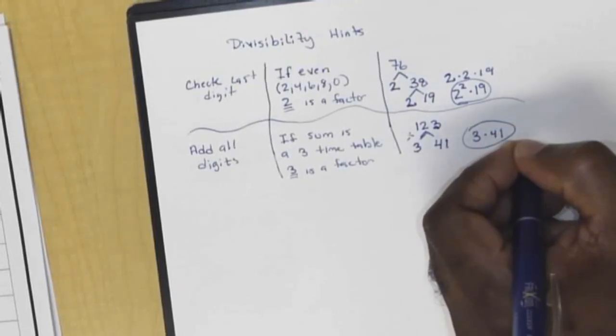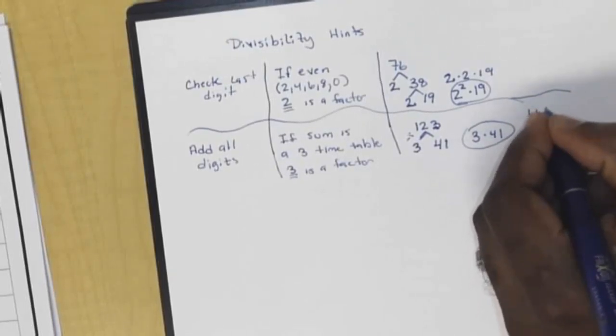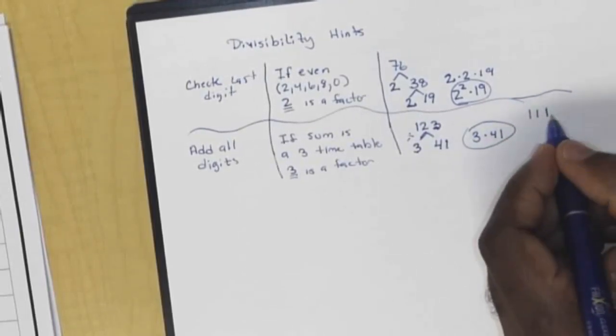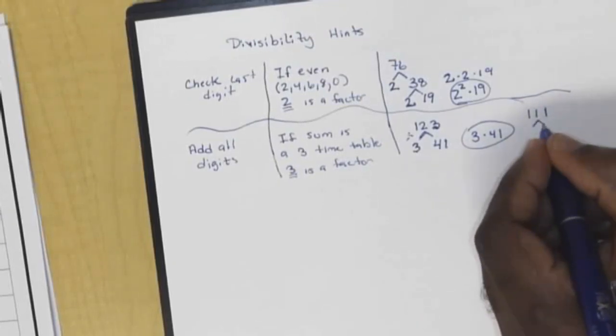All right? I can do another one. What if the number was 111? That's not even, but what's 1 plus 1 plus 1? 3. That's a 3-time table, right? So 3 is a factor.